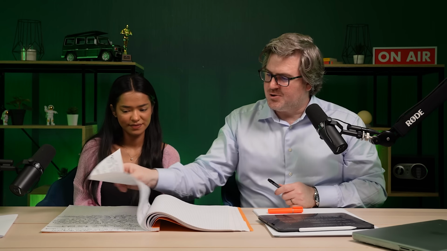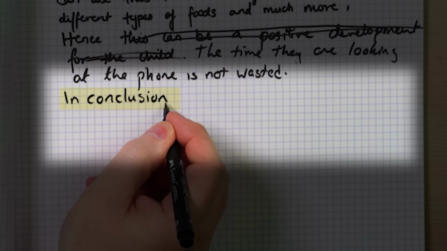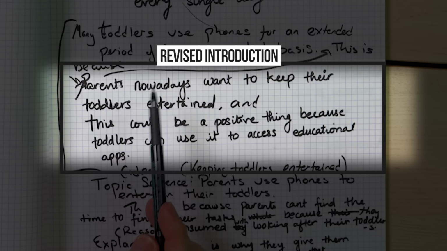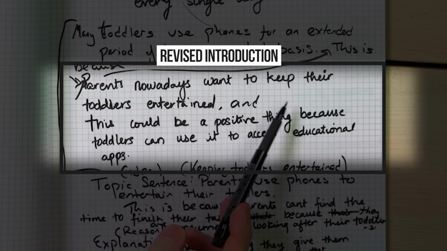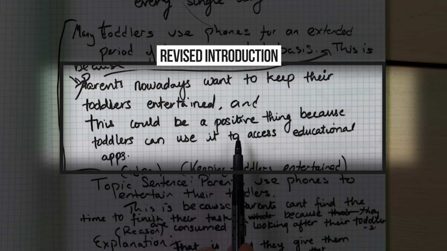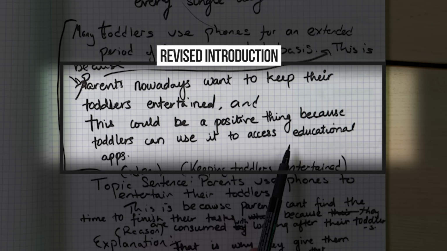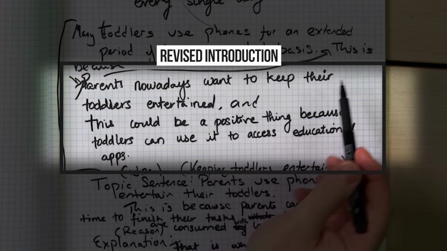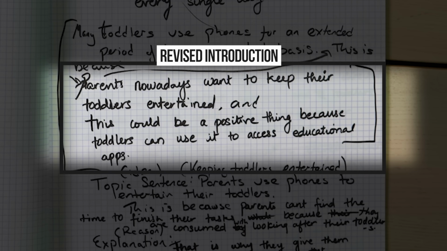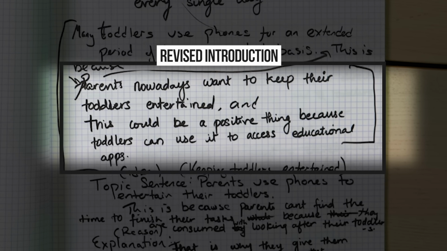So now we're going to do our conclusion. A little trick that you can use for conclusions is just put in conclusion, then look at your introduction. Parents nowadays want to keep their toddlers entertained, and this could be a positive thing because toddlers can use it to access educational apps. You just basically take that and put it in your conclusion, paraphrasing again.